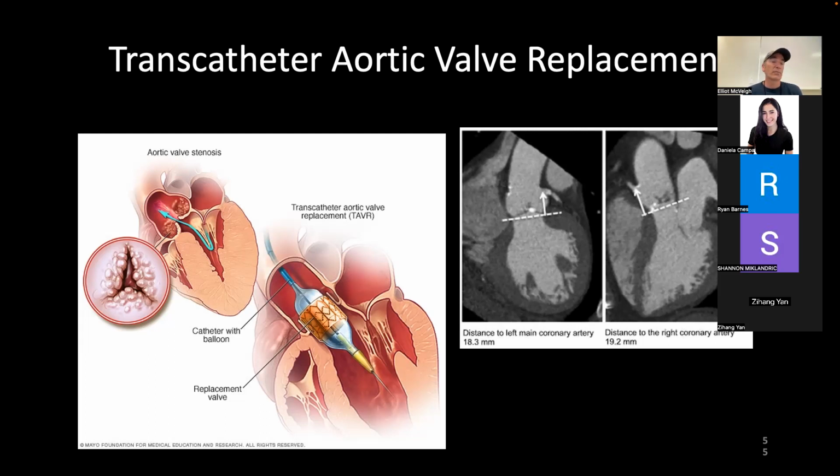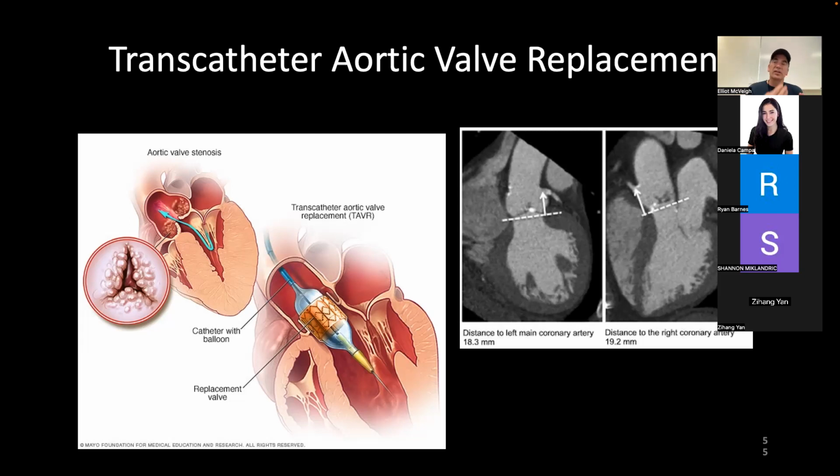And so if you could put a valve in without cracking their chest, right, that'd be great. And so I came up with this really cool device. It goes on a catheter, and I forget the exact dimensions, but it's probably 3 millimeters, something like that.